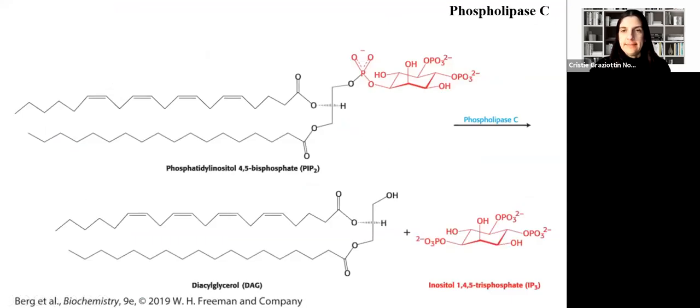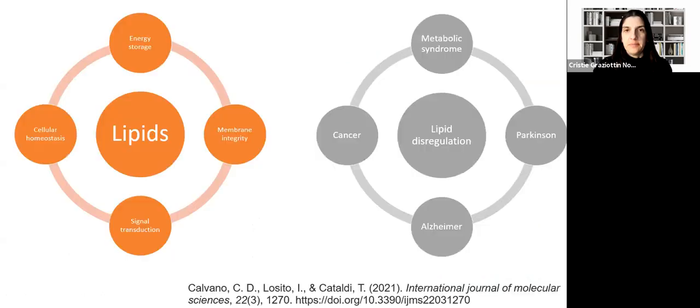Here is a magnified example of the action of phospholipase C, where phosphatidylinositol 4,5-bisphosphate, through the action of phospholipase C, leads to the production of diacylglycerol and inositol 1,4,5-trisphosphate.